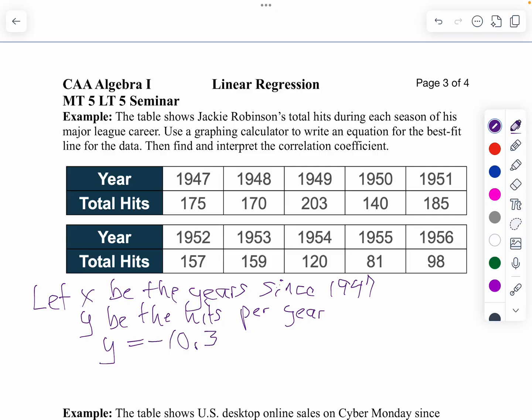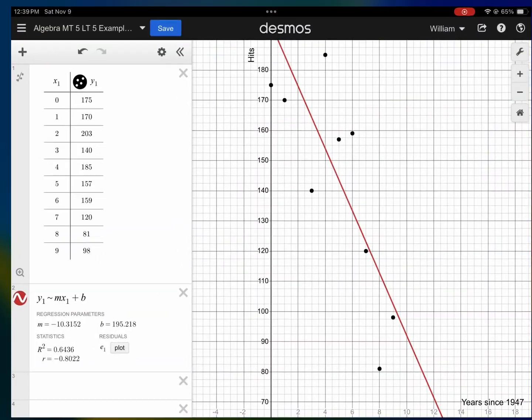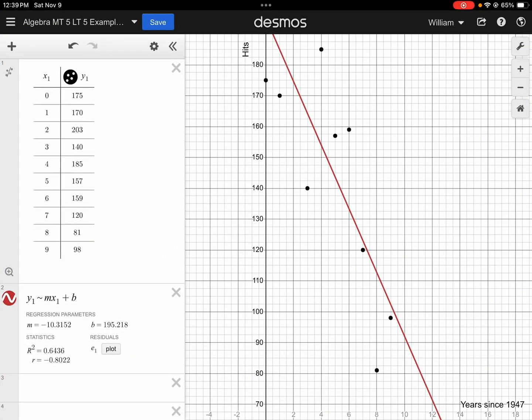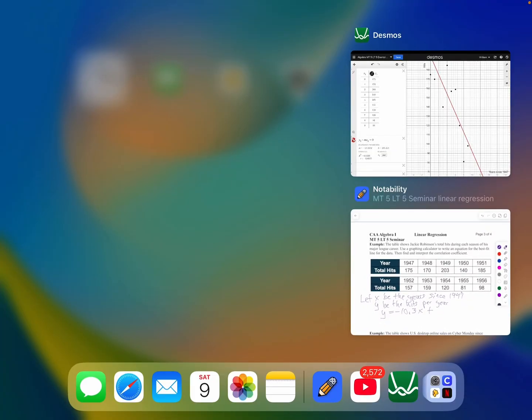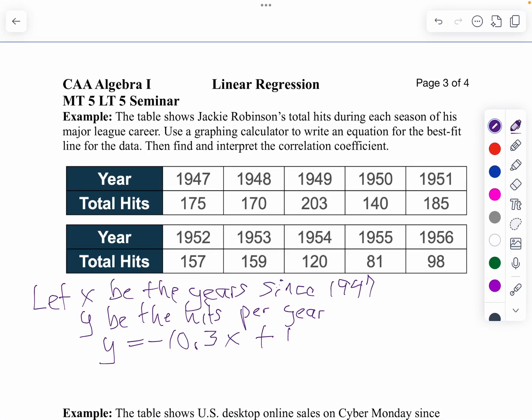-10.3x plus, and then it says 195.2. And no, remember he started, and he actually got better the first couple of years with the hits. And then he had a significant drop off after those first 3 years. But then he rose up again. And so our data isn't quite going to be perfectly on the line.